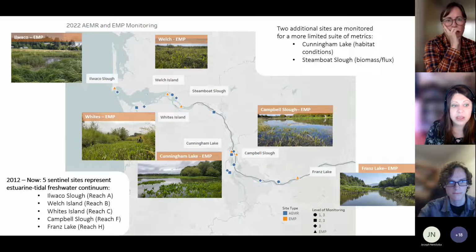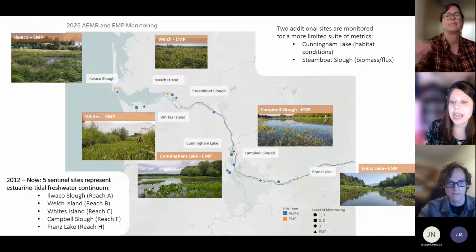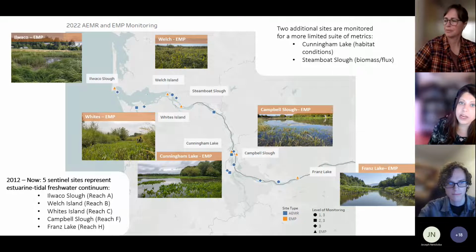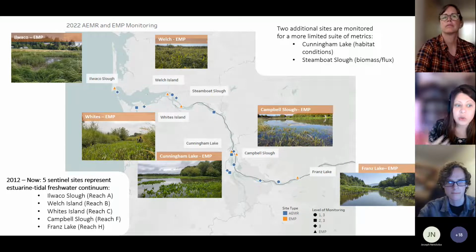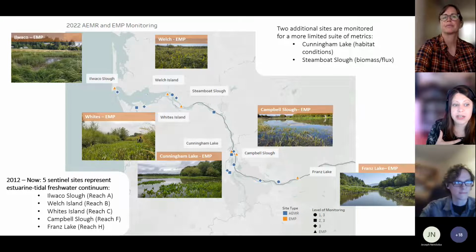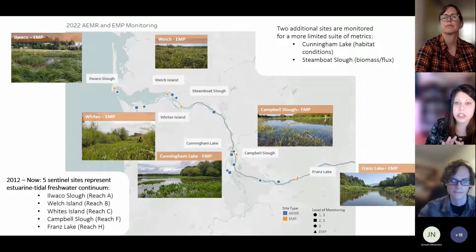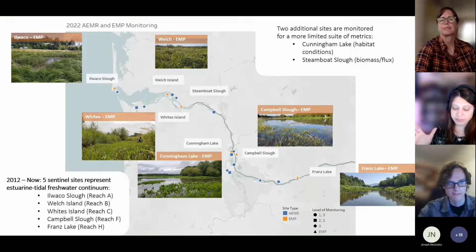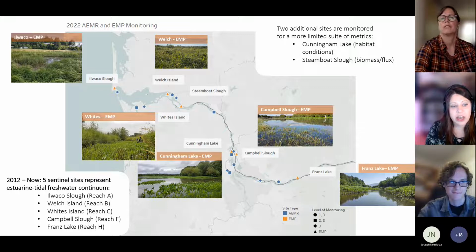So Ilwaco Slough is at the mouth of the estuary in Reach A. Then we have Welch Island in Reach B, Whites Island in Reach C, Campbell Slough in Reach F, and then Franz Lake in Reach H. So these 5 sites receive the full suite of ecosystem monitoring, which is the habitat conditions, abiotic water quality conditions, food web dynamics, fish occurrence and abundance, macroinvertebrate occurrence. And so I'm going to talk a little bit more about those as well, but these 5 sites receive the major monitoring. And then we have 2 additional sites, the Cunningham Lake, which is in Reach F as well.